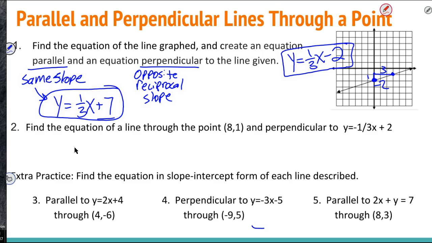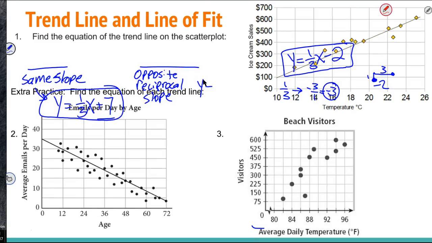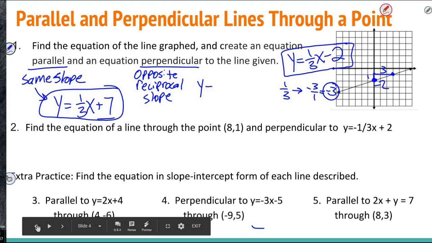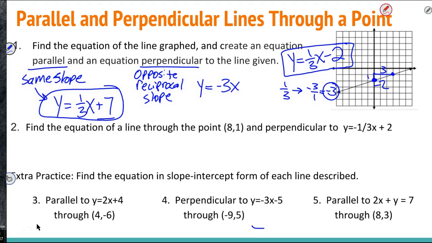Opposite reciprocal. Our slope, 1/3, needs to change to a negative and reciprocal, which is 3/1, which is -3. So any equation with a -3 slope. Y equals -3x minus 5. Minus 5 does not have to be -5. It can be anything. Number 2, find the equation of a line through the point 8, 1.